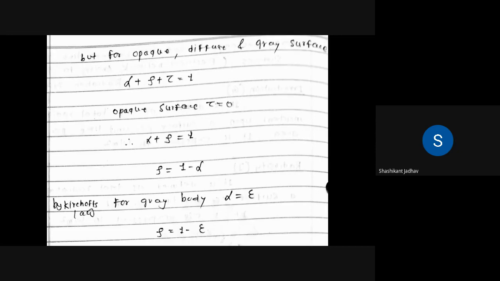So already we have written equation number 2. What is the equation number 2? J is equal to epsilon into EB plus rho into G. So in that equation we have to put the value of rho, which we have calculated as 1 minus emissivity. So instead of rho we have to put 1 minus epsilon, and by using that equation we have to calculate the value of capital G.